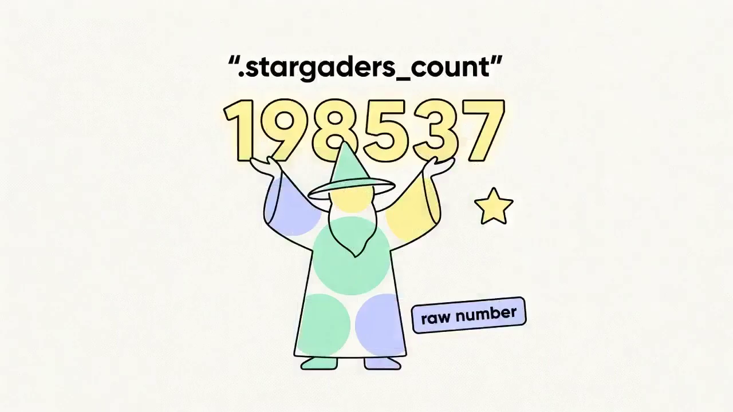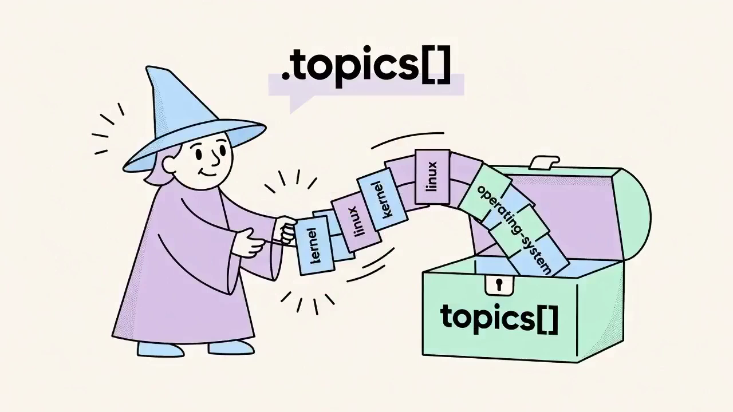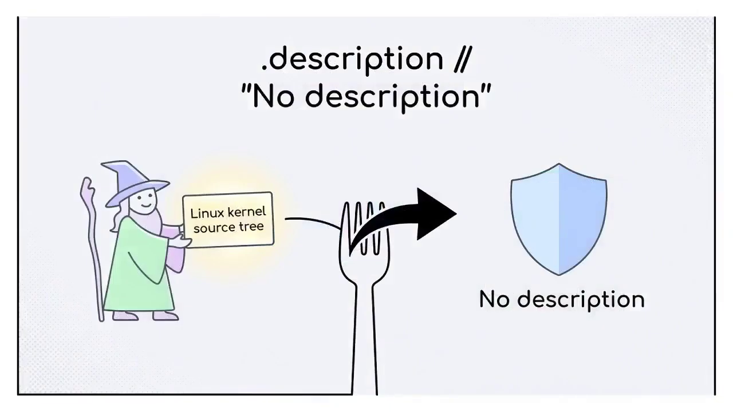Third slice. .stargazers_count pulls a raw number untouched, 198,537, because jq preserves data types exactly as they live in the JSON. Fourth slice. .topics[] iterates an array, printing every topic string on its own line, kernel, linux, operating-system, each flowing out one after another.